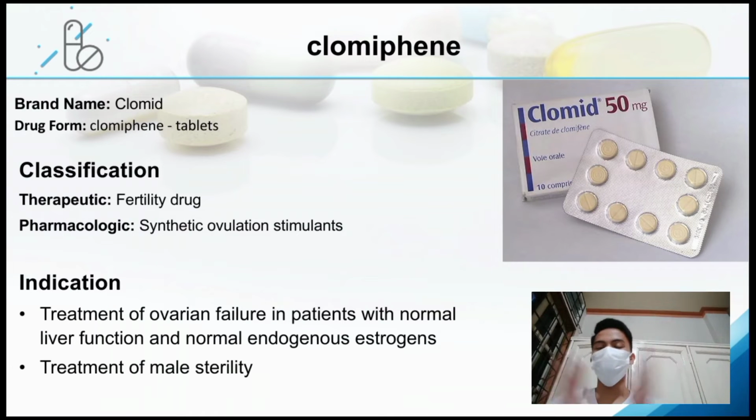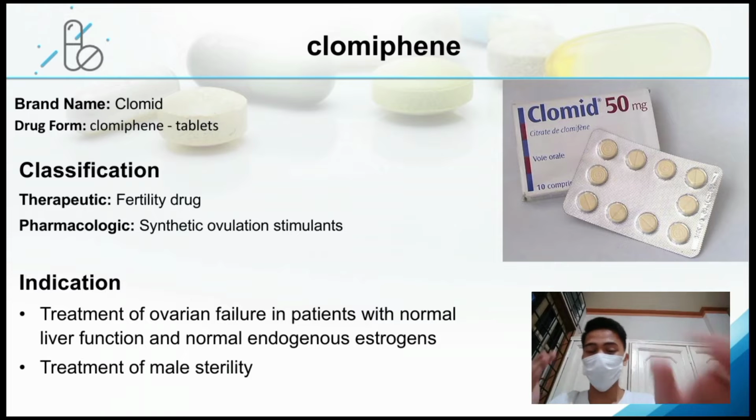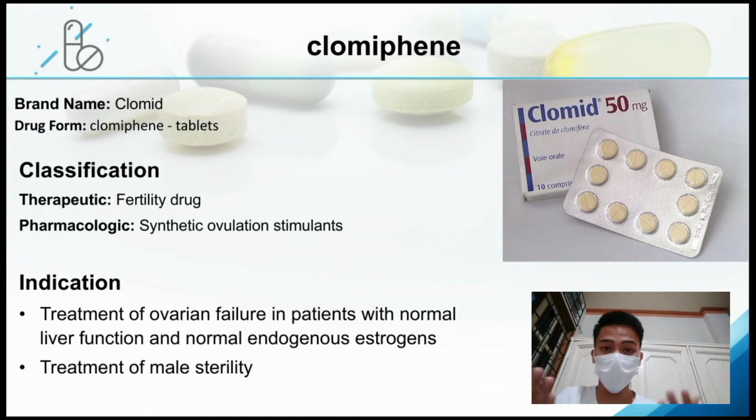So, hi everyone. Today I will be reporting about clomiphene. The brand name for clomiphene is Clomed, and the drug form is clomiphene tablet. The therapeutic classification is a fertility drug, and the pharmacologic classification is synthetic ovulation stimulant. The indication is treatment of ovulatory failure in patients with normal liver function and normal endogenous estrogen, and also treatment of male sterility.